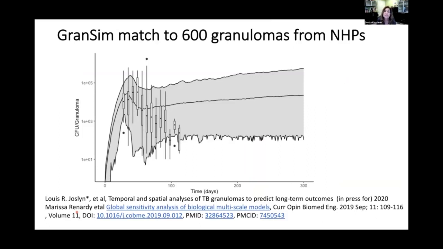I'm showing you this to indicate that while there's a lot of non-human primate data, it's only given to us sparsely. And so, of course, the modeling can predict a much wider and longer range of outcomes that are still consistent with the data that's available.